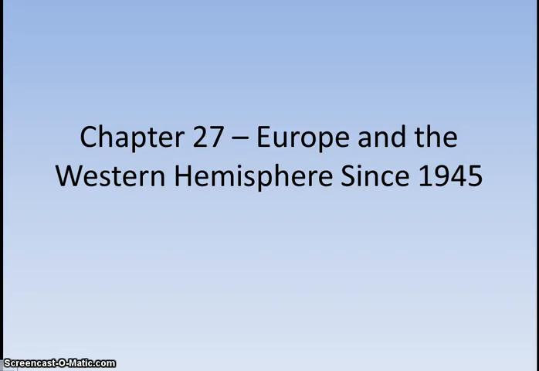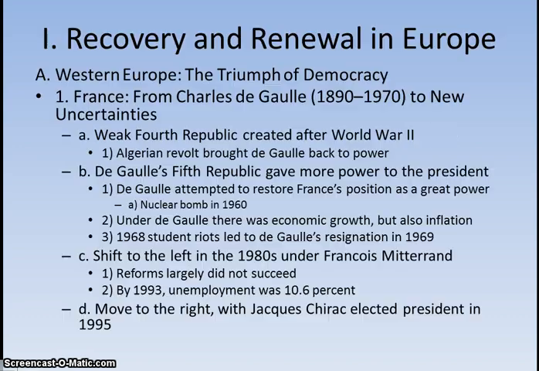So today we're going to look at Chapter 27 of AP World History, and so we're going to look at Europe and the Western Hemisphere since 1945, so post-World War II. So the first thing that we're going to look at is recovery and renewal in Europe. So Western Europe, we see democracy taking place in Western Europe. Remember, Eastern Europe kind of falls into these satellite nations, or these satellite states of the Soviet Union.